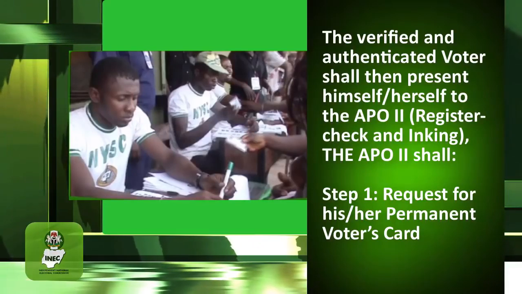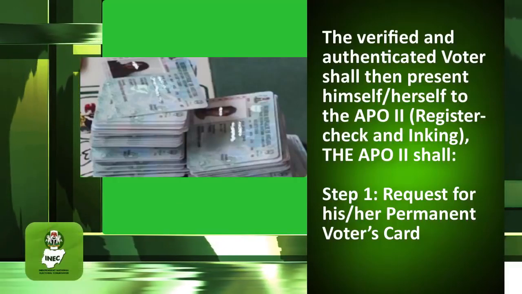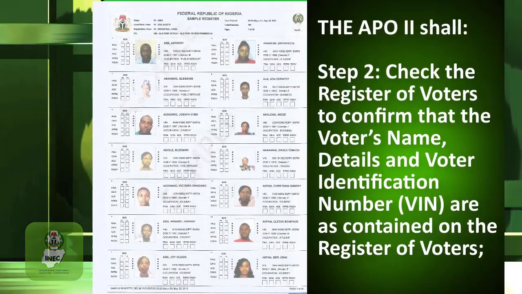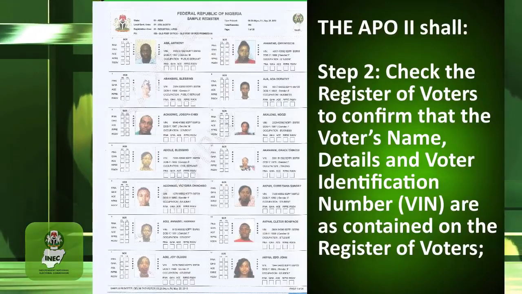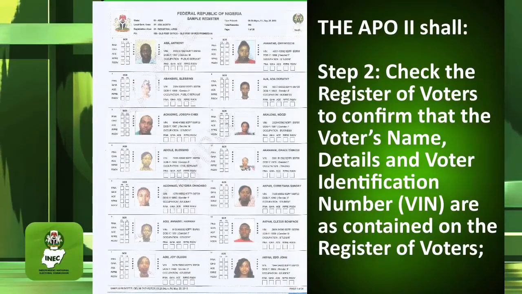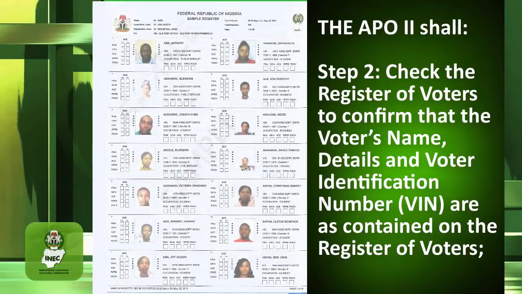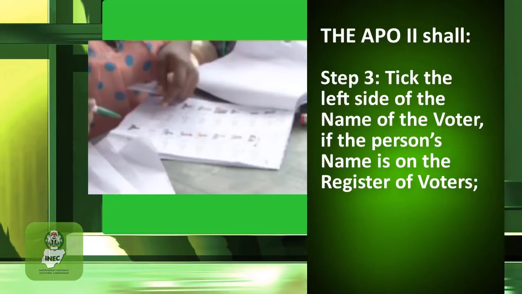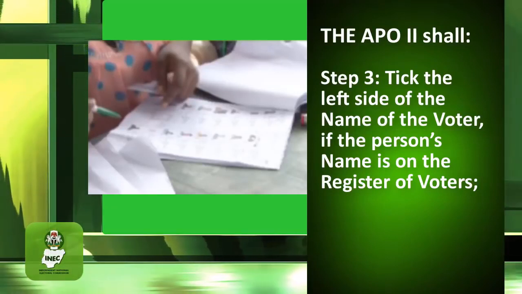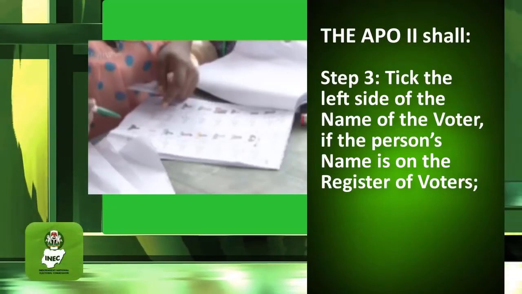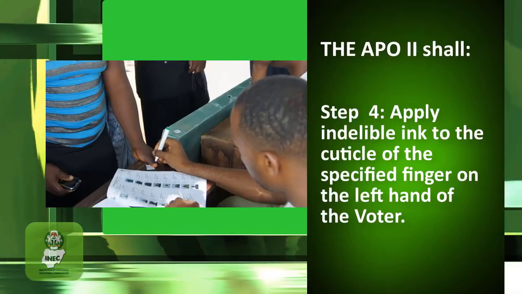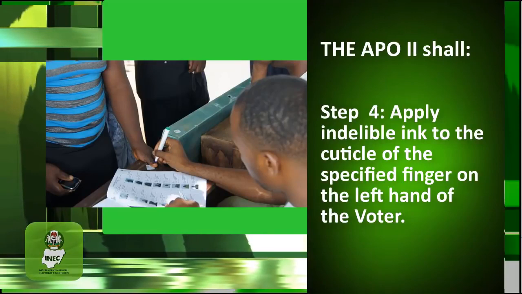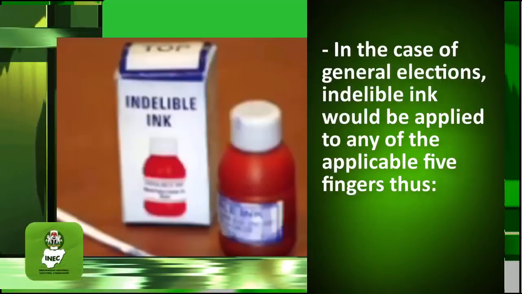The APO2 shall, Step 1, request for his or her permanent voter's card. Step 2, check the register of voters to confirm that the voter's name, details, and voter identification number VIN are as contained on the register of voters. Step 3, tick the left side of the name of the voter if the person's name is on the register of voters. Step 4, apply indelible ink to the cuticle of the specified fingernail on the left hand of the voter.